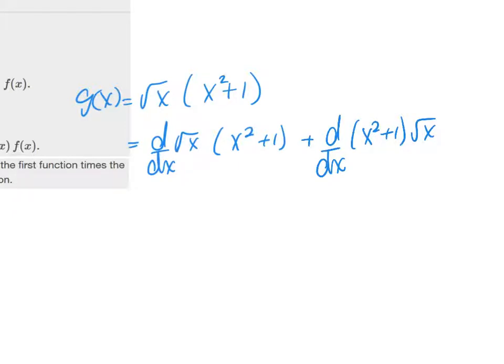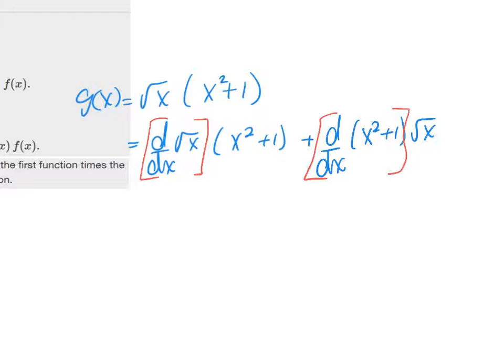Doesn't matter which one you do first. But notice that when I'm doing the derivative of this, I'm only doing this portion of it. So this is the product rule. I do the derivative of the first factor multiplied by the second factor plus the derivative of my second factor multiplied by my first factor.